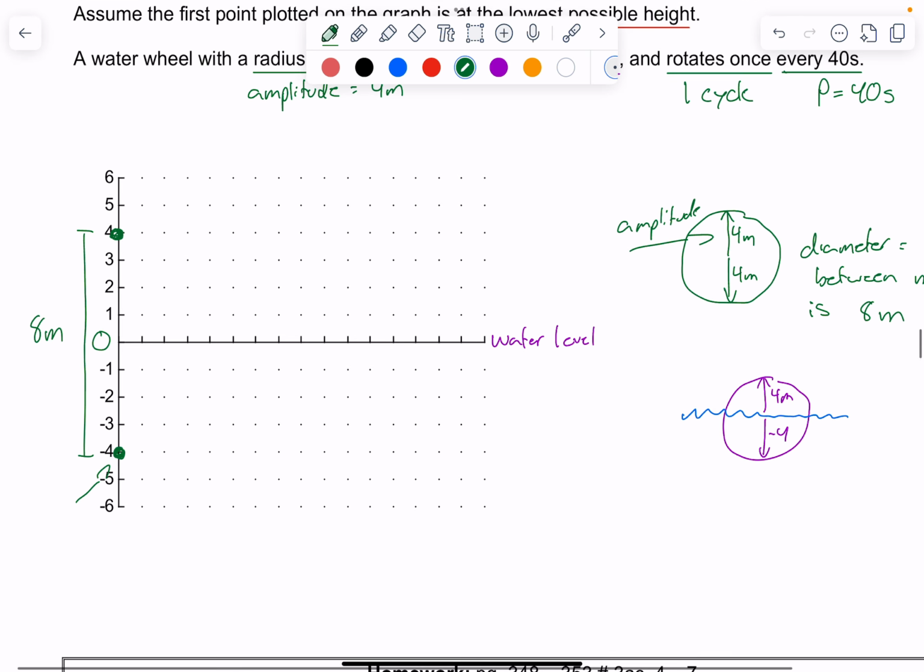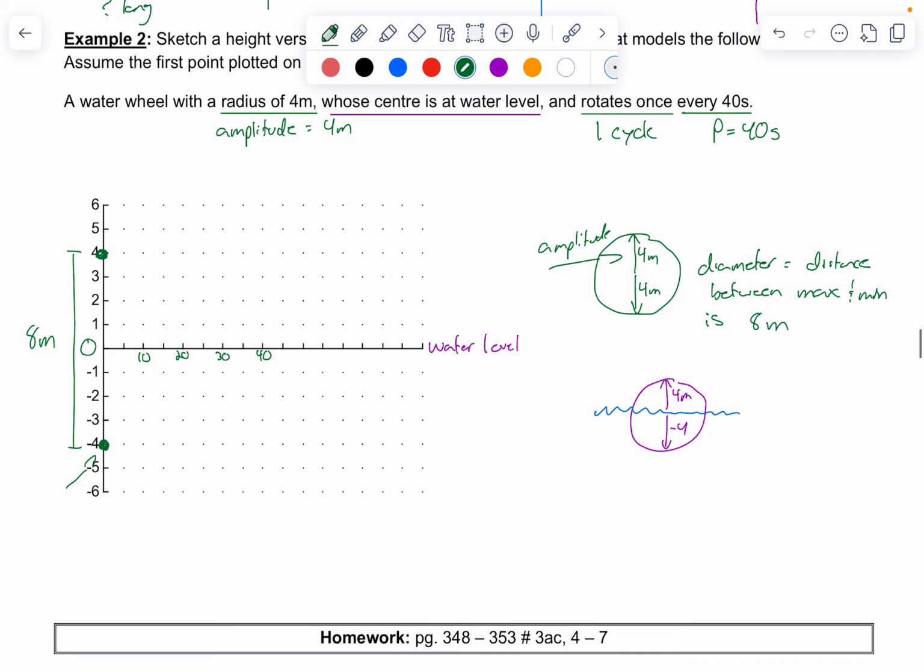So let's call each one of these ticks 5 seconds. So 5, 10, 15, 20. I'm going to run out of room, so I'll skip a few: 10, 20, 30, and 40. We need to complete one cycle in 40 seconds. So if it has to start at its bottom, we need to start right here, and at 40 seconds, we need to end back here, okay?